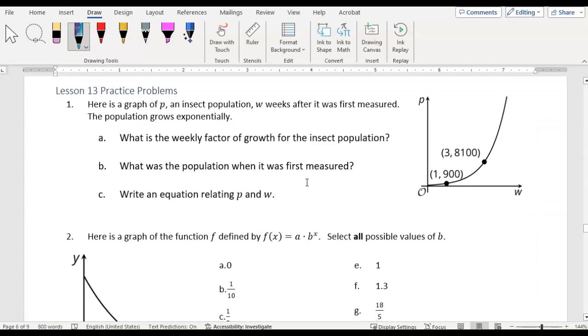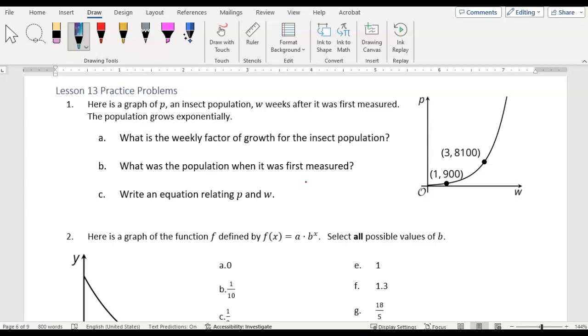All right, let's take a look at our lesson 13 practice problems. So here is a graph of P, an insect population that is growing. W weeks after it was first measured, the population grows exponentially. What is the weekly factor of growth for the insect population? What was the population when it was first measured, and write an equation relating P and W.